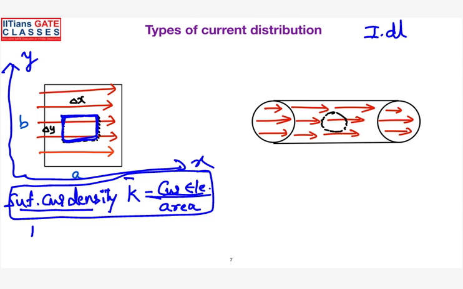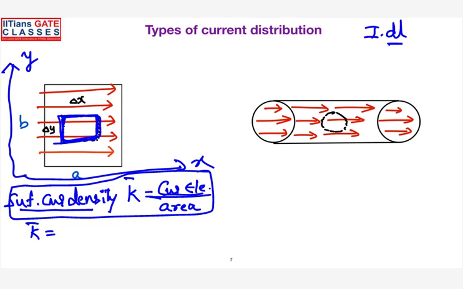In this case, what will be the current element? Can you tell me? Is it I into delta X or I into delta Y? I have taken a small part here and I was trying to write the current element. Delta X, correct, because the current element, this dl, should be considered in the same direction as the current.